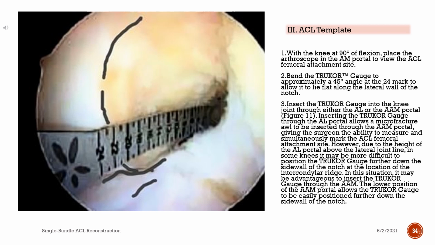Inserting the gauge through the AL portal allows a microfracture awl to be inserted through the AM portal, giving the surgeon the ability to measure and simultaneously mark the ACL femoral attachment site. However, due to the height of the AL portal above the lateral joint line, in some knees it may be more difficult to position the gauge further down the side wall of the notch at the location of the intercondylar ridge. In this situation, it may be advantageous to insert the gauge through the AM portal. The lower position of the AM portal allows the gauge to be easily positioned further down the side wall of the notch.